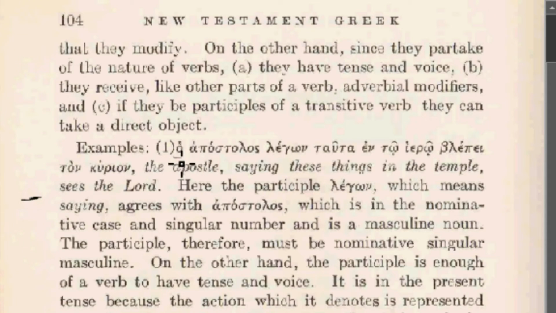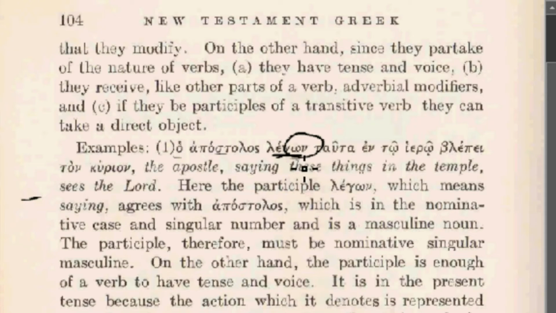The first one we have here is ho apostolos, the apostle, and then here is our first exposure to a participle, legon. You notice that the omega nu is the masculine singular nominative.